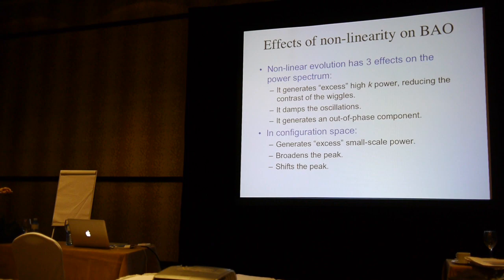If I do this not in Fourier space but in configuration space, then I still generate excess small-scale power, right? When I form these highly dense objects, halos, galaxies, clusters, and so on, they will have overdensities approaching 10 to the 5 in their centers. And so I'll get a lot of small-scale power. Damping the oscillations is the same thing as broadening the peak, right? If I multiply in Fourier space, I convolve in real space, and so convolving a peak with some broad thing will broaden out the peak.